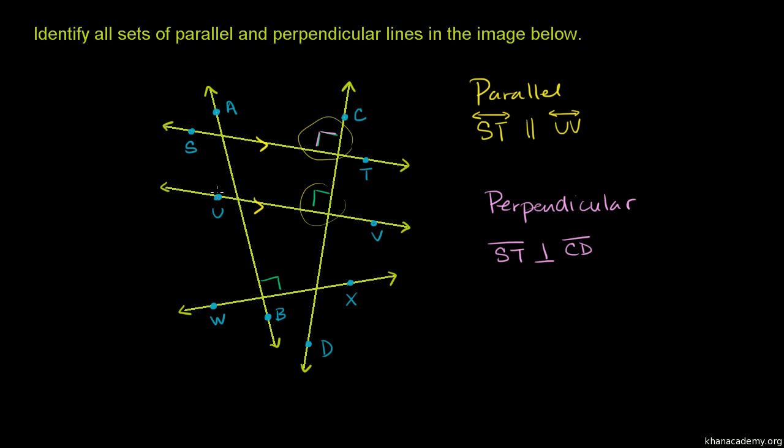By the exact same argument, line UV is perpendicular to CD. Let me make sure I specify these as lines. Line UV is perpendicular to CD. So UV and ST are perpendicular to CD. And then the only other information where they definitely tell us that two lines are intersecting at right angles are line AB and WX. So AB is definitely perpendicular to line WX. And I think we are done.